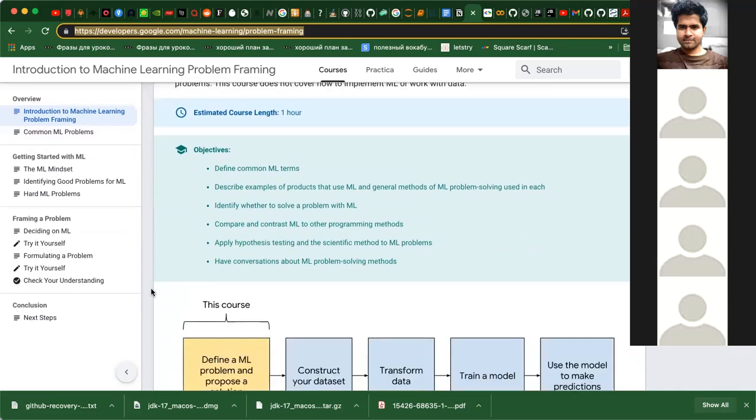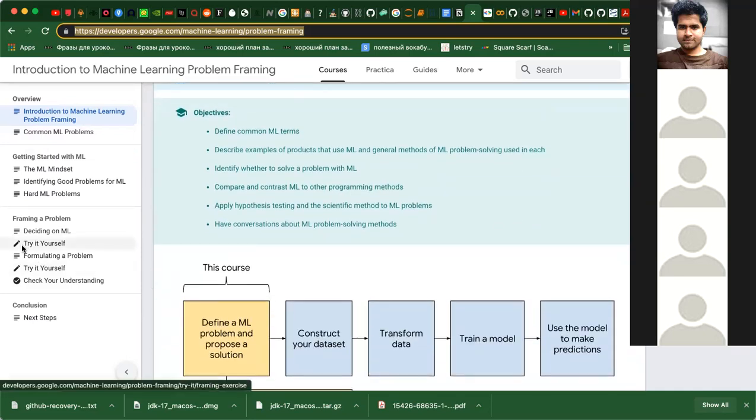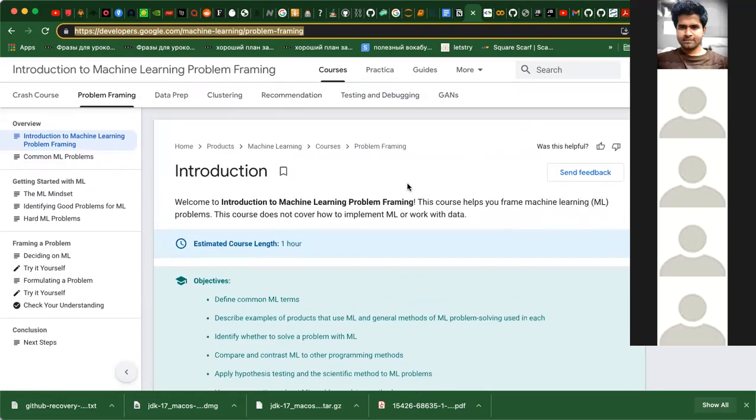And there are some exercises. Try it yourself here and check your understanding, which makes you think about the problems that you may want to solve by machine learning. And it also checks your understanding of the whole material that you covered today. And when you are ready to answer these questions, let's discuss them together. Okay?